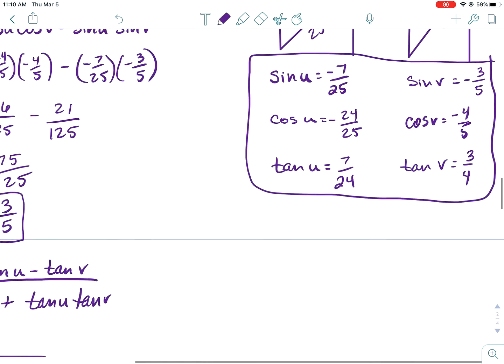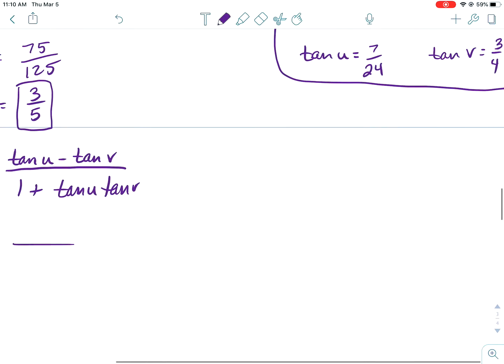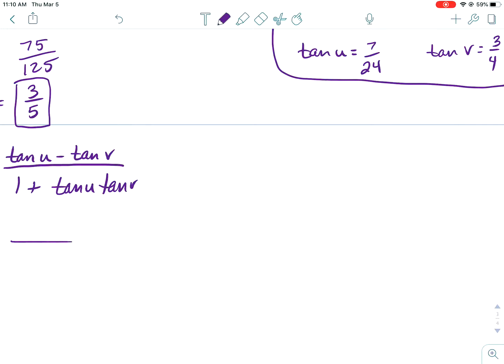And then we're ready to fill in our fractions that we found a second ago. So I can get it all on one screen. There we go. So for tangent of u, we're going to put in 7/24. And tangent of v, we're going to put in 3/4.